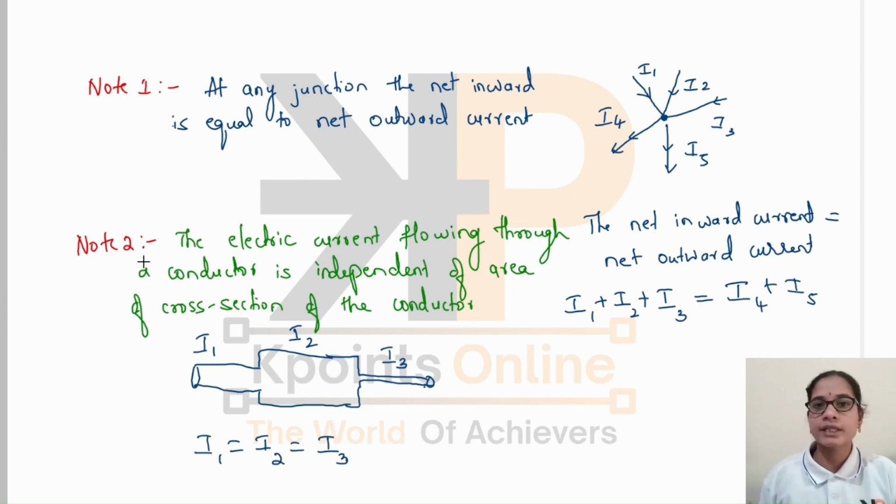And also remember here, electric current is a scalar quantity. Even though it has a direction, it is a scalar quantity. Because of which the net current which is flowing towards the junction is equal to the net current which is going outwards.